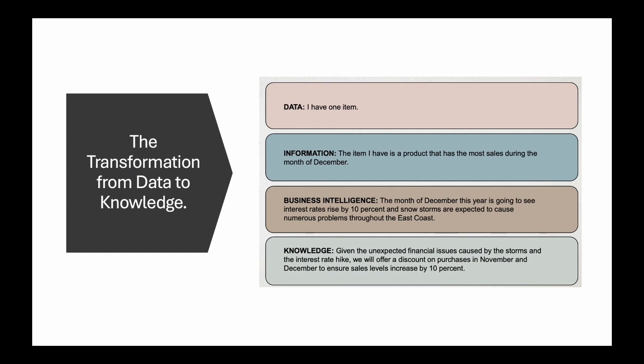Then finally, after we have business intelligence, we're going to gain knowledge. Given the unexpected financial issues caused by the storms and the interest rate hike, we will offer a discount on purchases in November and December to ensure sales levels increase by 10%.